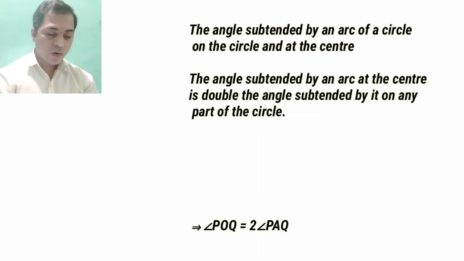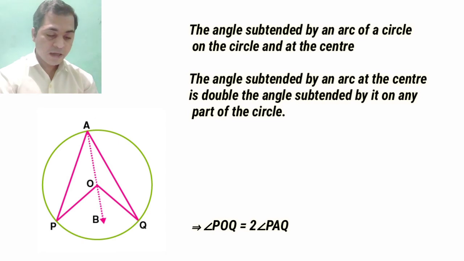The angle subtended by an arc of a circle at the center and on the circle. This is the topic of this slide. The angle subtended by an arc at the center is double the angle subtended by it at any other part of the circle, right? So in the given diagram, the angle PBO is double of angle PAQ.